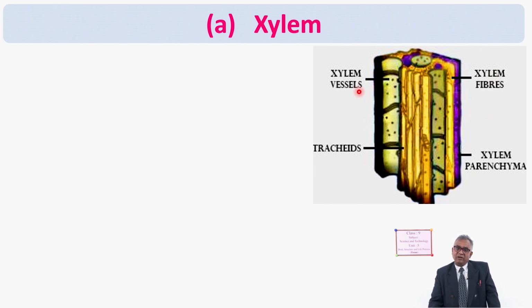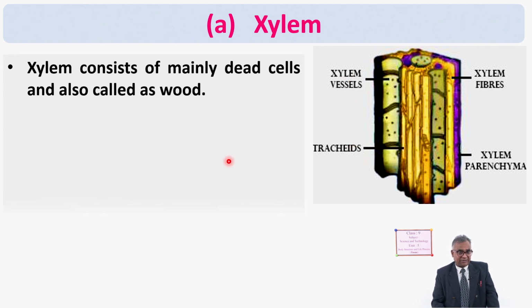Main cells are only vessels and tracheids, and both of them are dead. That's why it is told that the main cells of xylem are dead. Here parenchyma is alive, but it is not found only in xylem, it is found in phloem also. So main cells of this tissue are dead. Xylem consists of mainly dead cells and is also called wood, because it is hard.